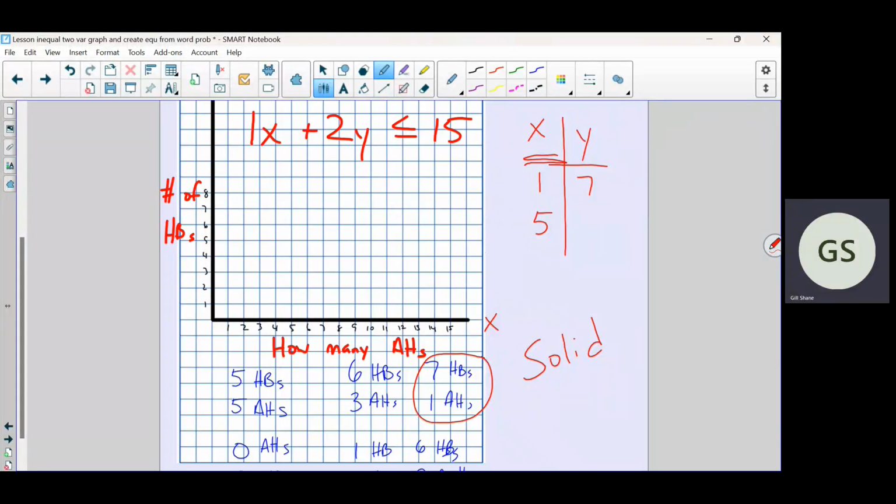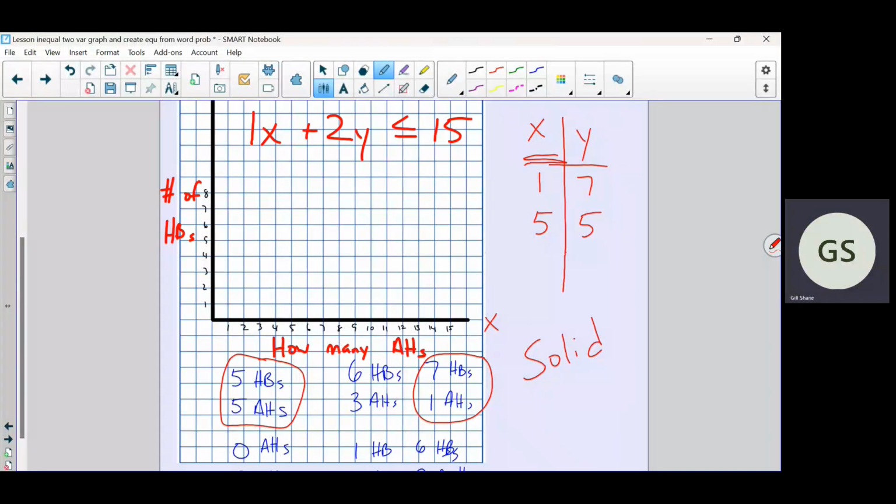It's the shading that we do that takes care of the less than or greater than symbol. The line will always be the left side equals the right side, just like when we did equations. So that would be 5 and 5. Again, we already did that when you guys first gave me values. You gave me a bunch of values at the beginning that made the left side equal the right side.